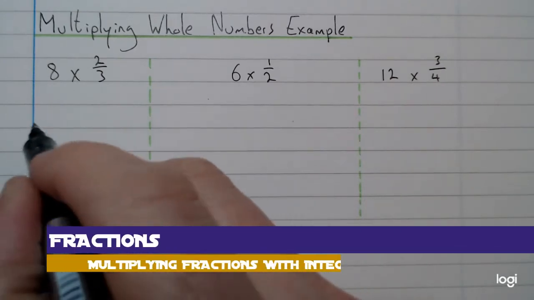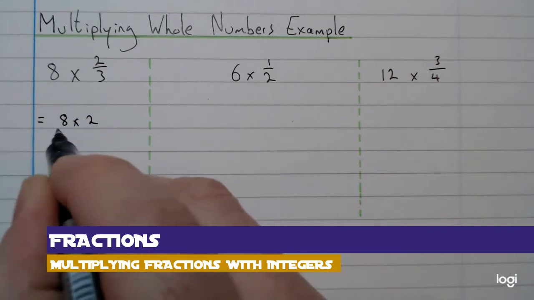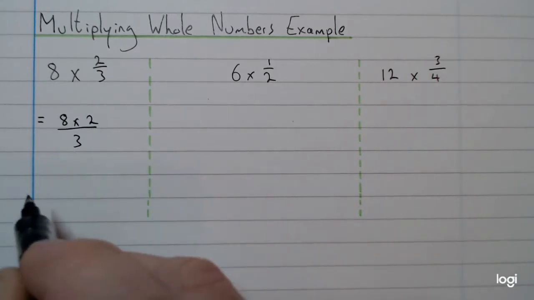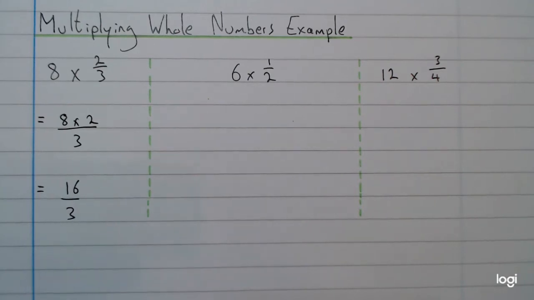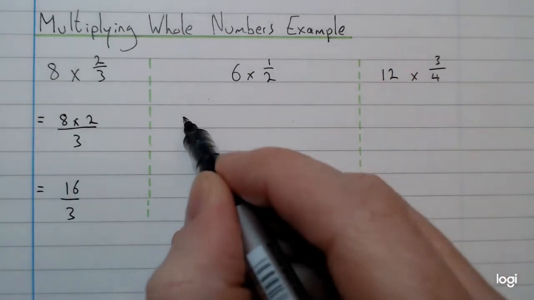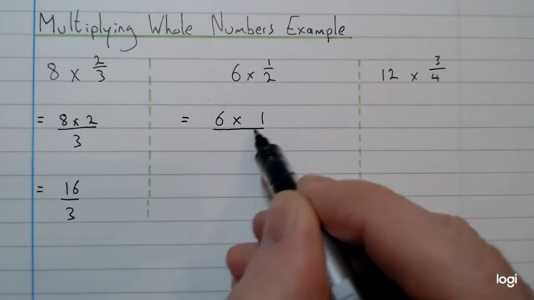In this next example, we're going to look at how to multiply integers with fractions. If you don't already know, an integer is a whole number. So we're just multiplying whole numbers by fractions. It's very easy to do. All you do is multiply the top of the fraction by the whole number. You do not multiply the bottom. So 8 times 2/3 is 8 times 2 over 3, or 16 over 3.